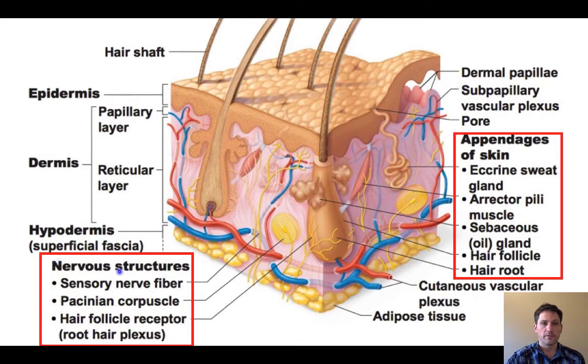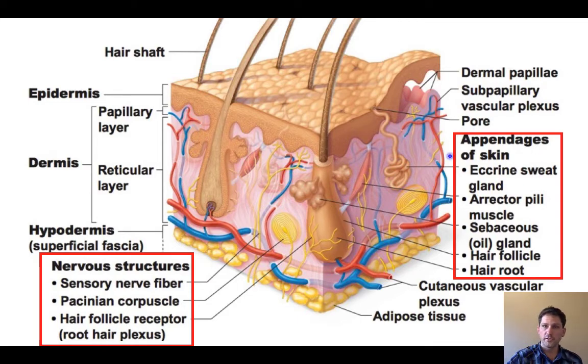And we can see some nervous structures in there. So our sensory nerve fibers, these naked, free-ending fibers that are going to pick up pain and some light touch. We've got our Pacinian corpuscle right over here. We have hair follicle receptors, so we can have sensation to and from the hair.